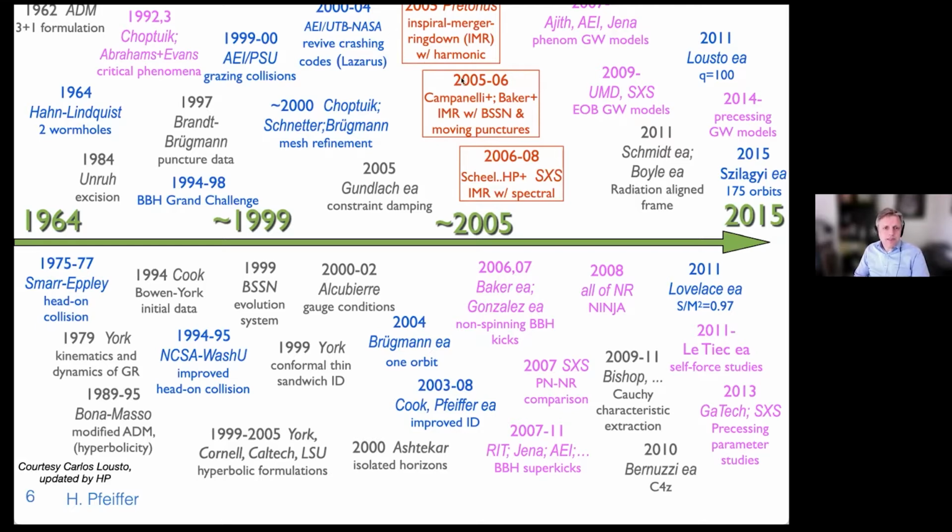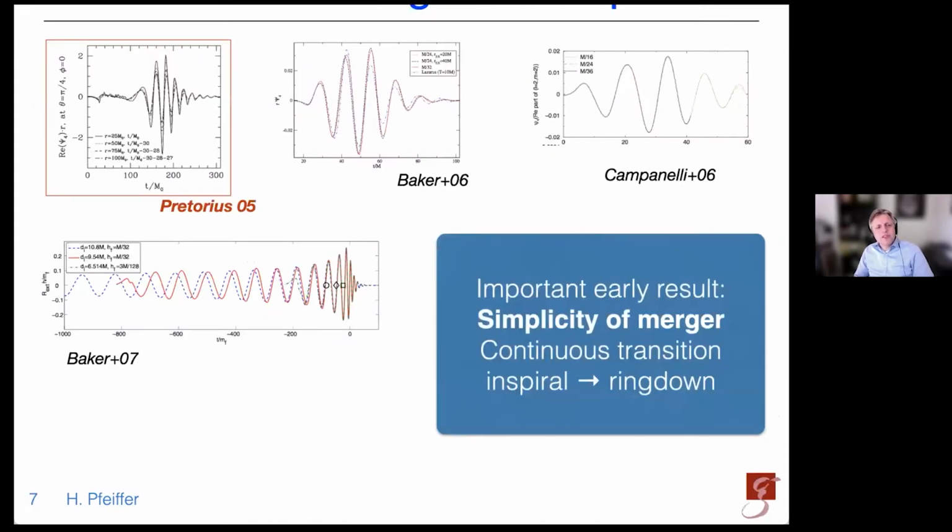Let me briefly focus on these very first simulations, first by Pretorius and then by the Campanelli group and the Baker group. And these very first simulations look amazingly modest in hindsight of where we are today. You have perhaps one cycle or so of in-spiral, followed by the merger waveform, and then the ring down at the end. So the important features are there.